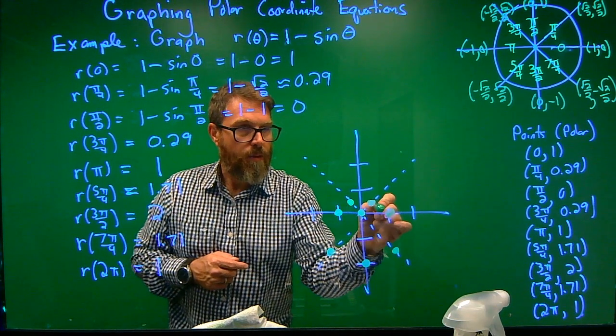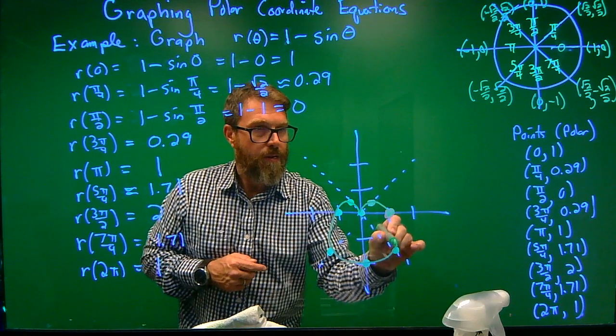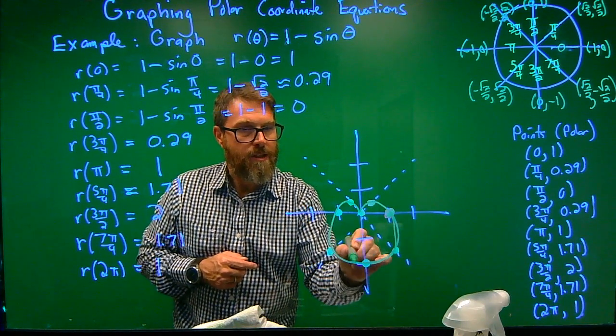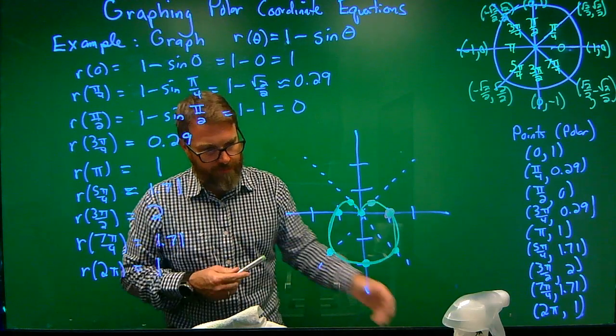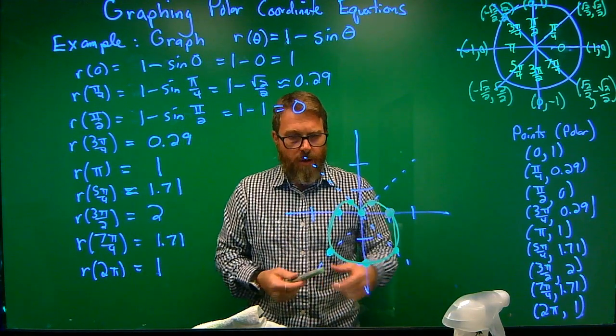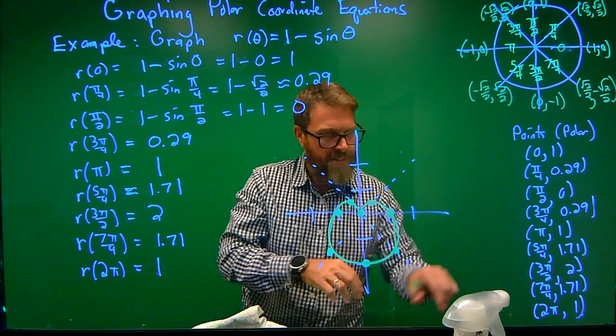So when we graph this, we see something that looks like this. Now this is why they call it a cardioid, because it kind of looks like a heart. Which is a good spot to stop. Thank you.